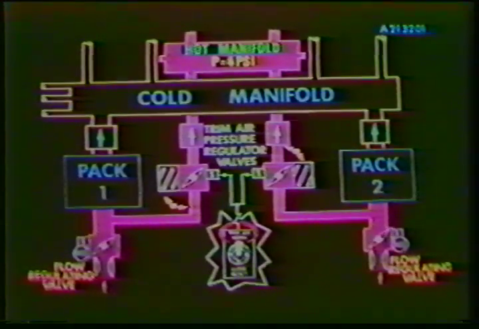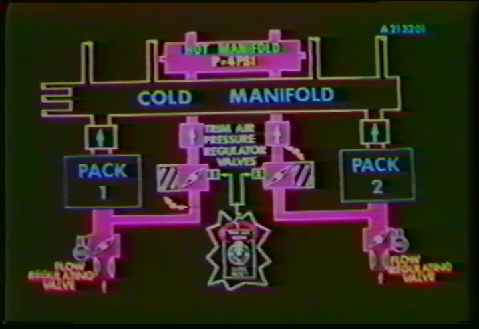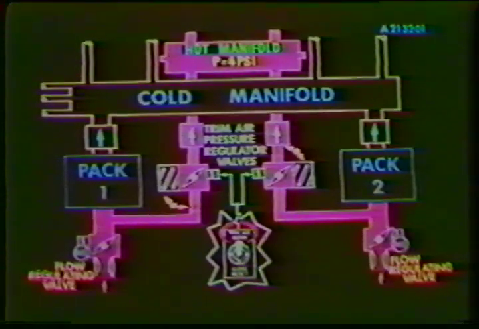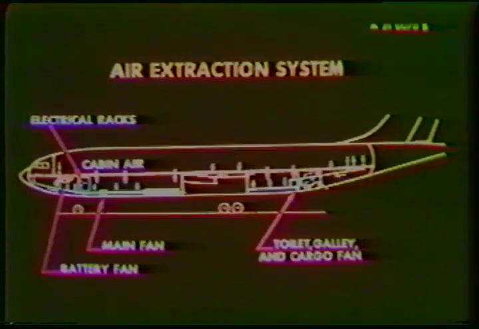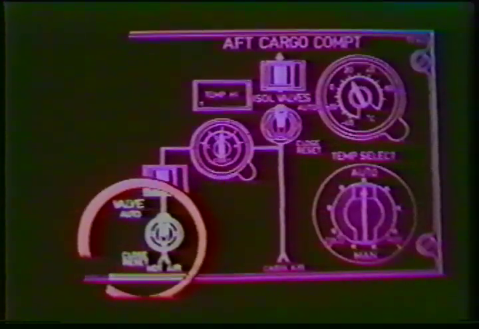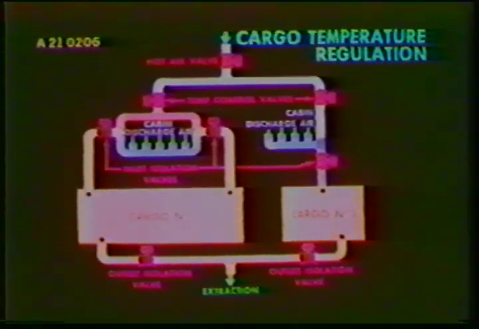Temperature adjustment for the compartments is accomplished with the temperature control valves. Temperature sensors monitor the duct and zone temperature. The used air is then dumped overboard by the fans. Air used for heating the aft cargo compartment is cabin air and hot air from the hot manifold.